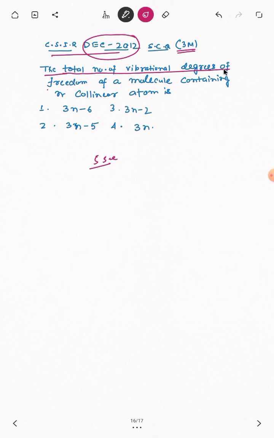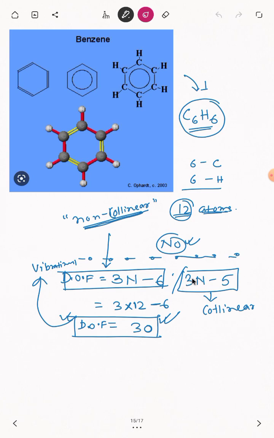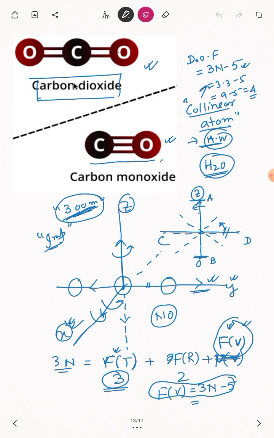The total number of vibrational degrees of freedom. So what have they asked? They have asked about FV. What is FV? We have two formulas: one is 3n minus 6, another is 3n minus 5. Which will be used here? That is the clue. Collinear atoms, and we have already seen that for collinear atoms it is always 3n minus 5. Here the detailed discussion has been done on CO2 and CO.